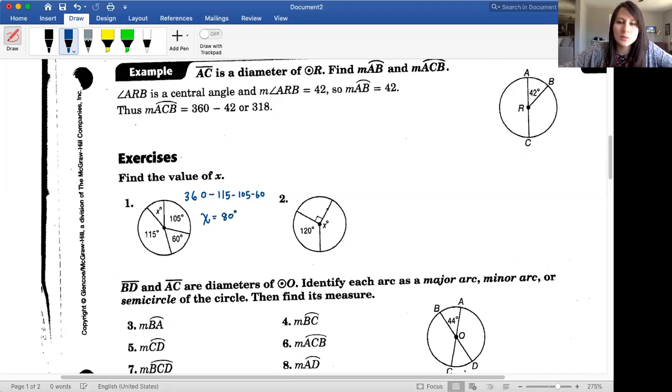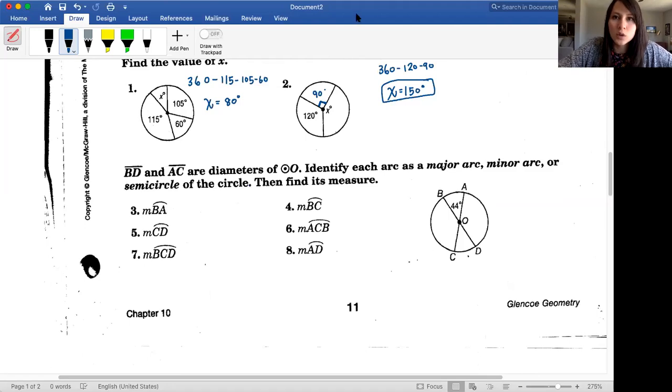Okay, let's look at number 2. Well, we only have one exact measure given to us. The other one is a symbol drawn. Well, we know that anytime we see this symbol, that means it's 90 degrees. So really it's just 360 minus 120 minus 90. Okay. And I'm left with 150 degrees. Good.